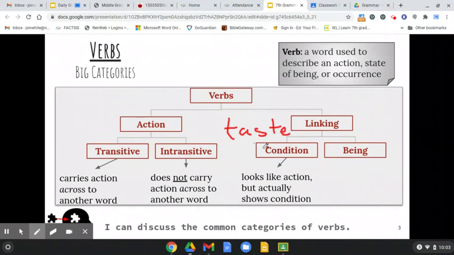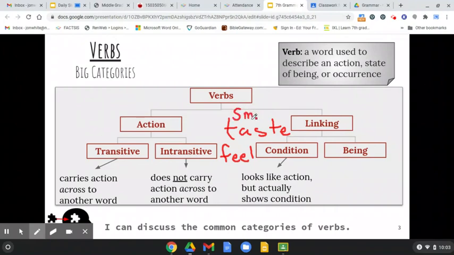All right, so taste, that's one of these ones that could be a condition verb. There are other verbs like this. You could say with the verb feel, you could say this desk feels hard. Okay, so we're talking about that as its condition. You could also say, I feel this desk, and then it's action. But if you're talking about it as the condition of this desk, then it's going to be a linking verb. It's not conveying action. It's dealing with condition. So taste, feel, you could probably come up with some others of these.